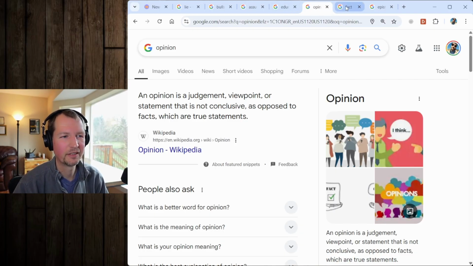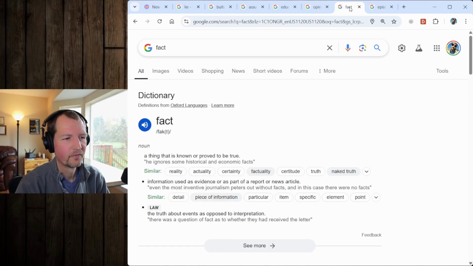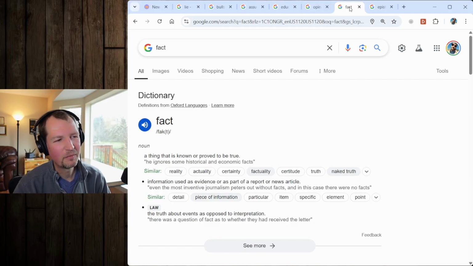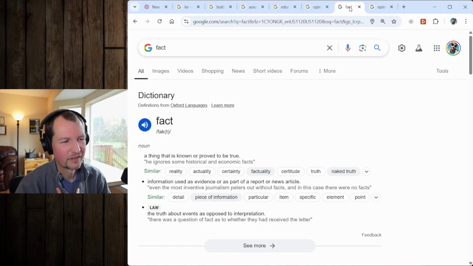Okay, so we're going to move on to the definition of fact. Okay, and this is where things are going to get fuzzy, guys, but bear with me. The definition here for fact is a thing that is known or proven to be true. So to me, the key word here is proved. If somebody is making a claim and they can convince me with sufficient evidence, then we can conclude that maybe there's a fact. And this would be different than maybe just sharing an opinion.